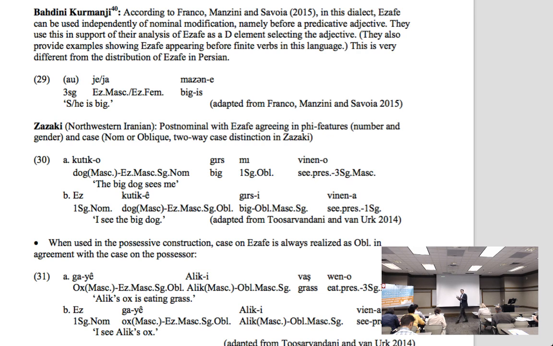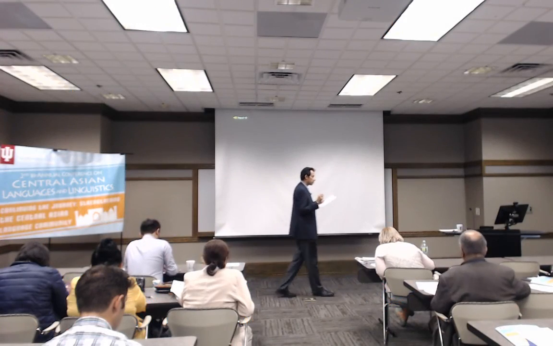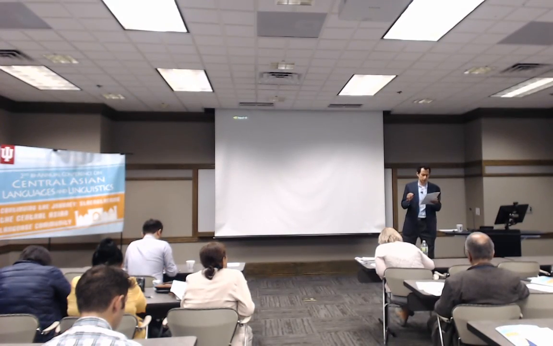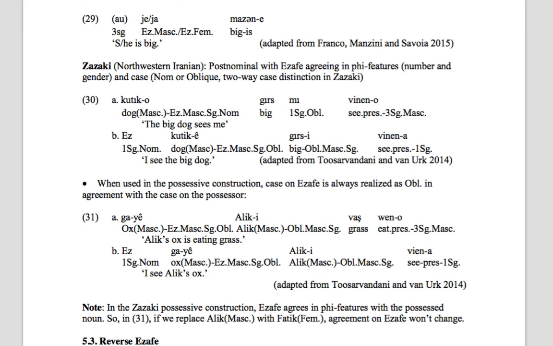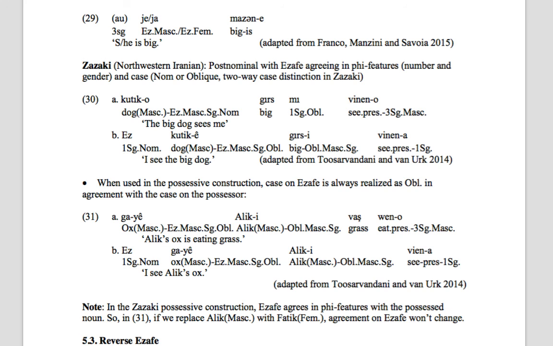Zazaki has an interesting case because of this agreement pattern. Maybe it's worth saying a few words about that. So we have post-nominal Ezafe in Zazaki agreeing in features: number and gender, and also case. That's interesting. So in Zazaki you have a two-way case distinction. You either have nominative or oblique. And when you look at the noun phrase, then inside this Ezafe also agrees, so for example in 30A, when you have the nominative dog, then the Ezafe shows masculine singular agreeing with dog, but also nominative because it's a nominative noun phrase. But when you have an oblique noun phrase, like again, I see the big dog in 30B, then you get the oblique marking on the Ezafe.